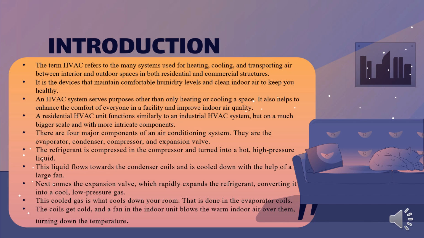The refrigerant is compressed in the compressor and turned into a hot high-pressure liquid. This liquid flows toward the condenser coils and is cooled down with the help of a large fan. Next comes the expansion valve, which rapidly expands the refrigerant, converting it into a cooled low-pressure gas. This cool gas is what cools down your room. That is done in the evaporator coils. The coils get cold and a fan in the indoor unit blows the warm indoor air over them, turning down the temperature.